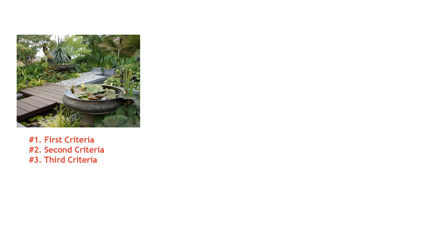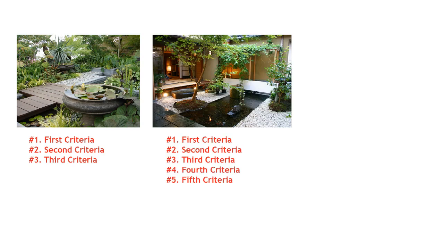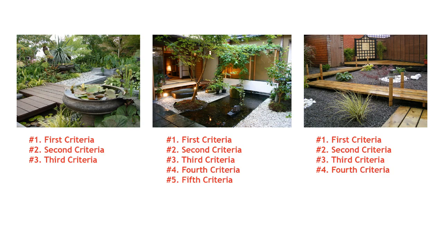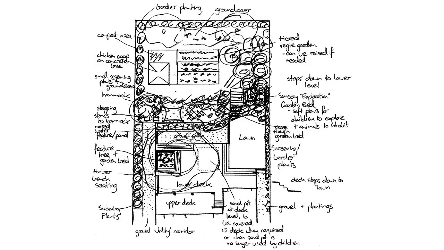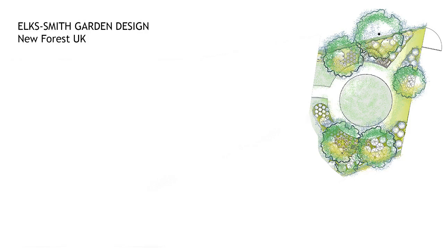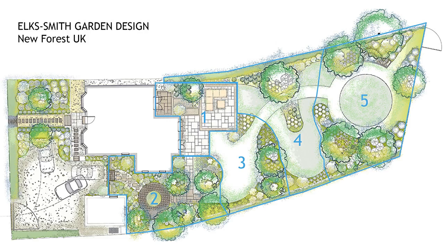Once you've done this a few times manually, you will get better at working through the steps in your head, asking yourself to define what you like, confirming it by changing things up, and developing a simple, flexible list for each and every idea you find. And once you have criteria for a whole host of activities or areas in your garden, you'll be in a much better position to either do your own whole design, which I recommend, or even begin working on one area, using the criteria to help put it together before moving on to other sections down the track.